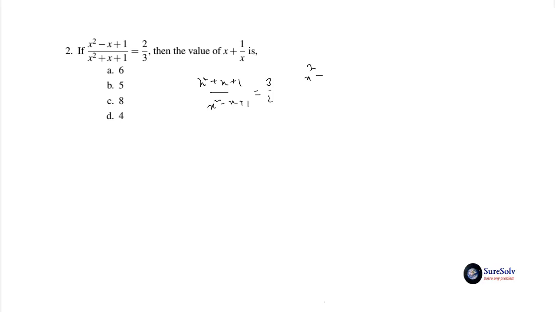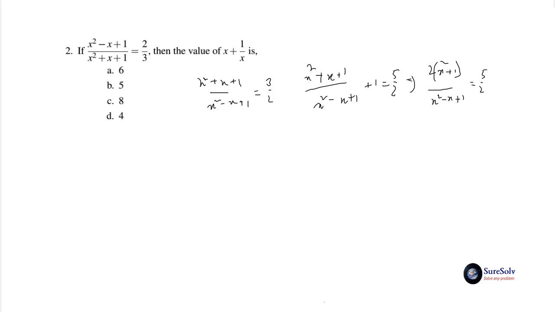In our case, x squared plus x plus 1 divided by x squared minus x plus 1, plus 1, equal to 5 by 2, which becomes 2 into (x squared plus 1) divided by (x squared minus x plus 1) equal to 5 by 2. The x's are cancelled out.